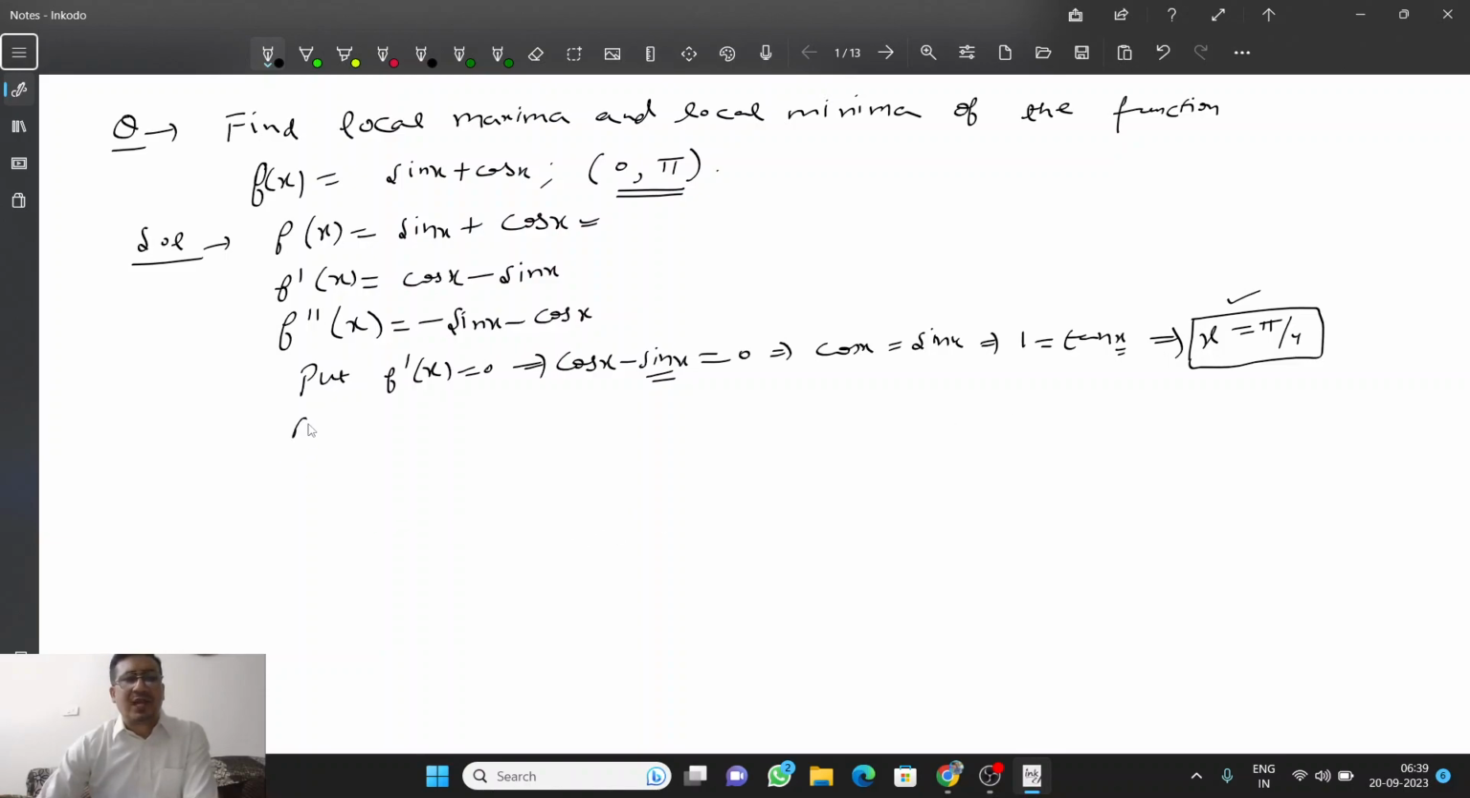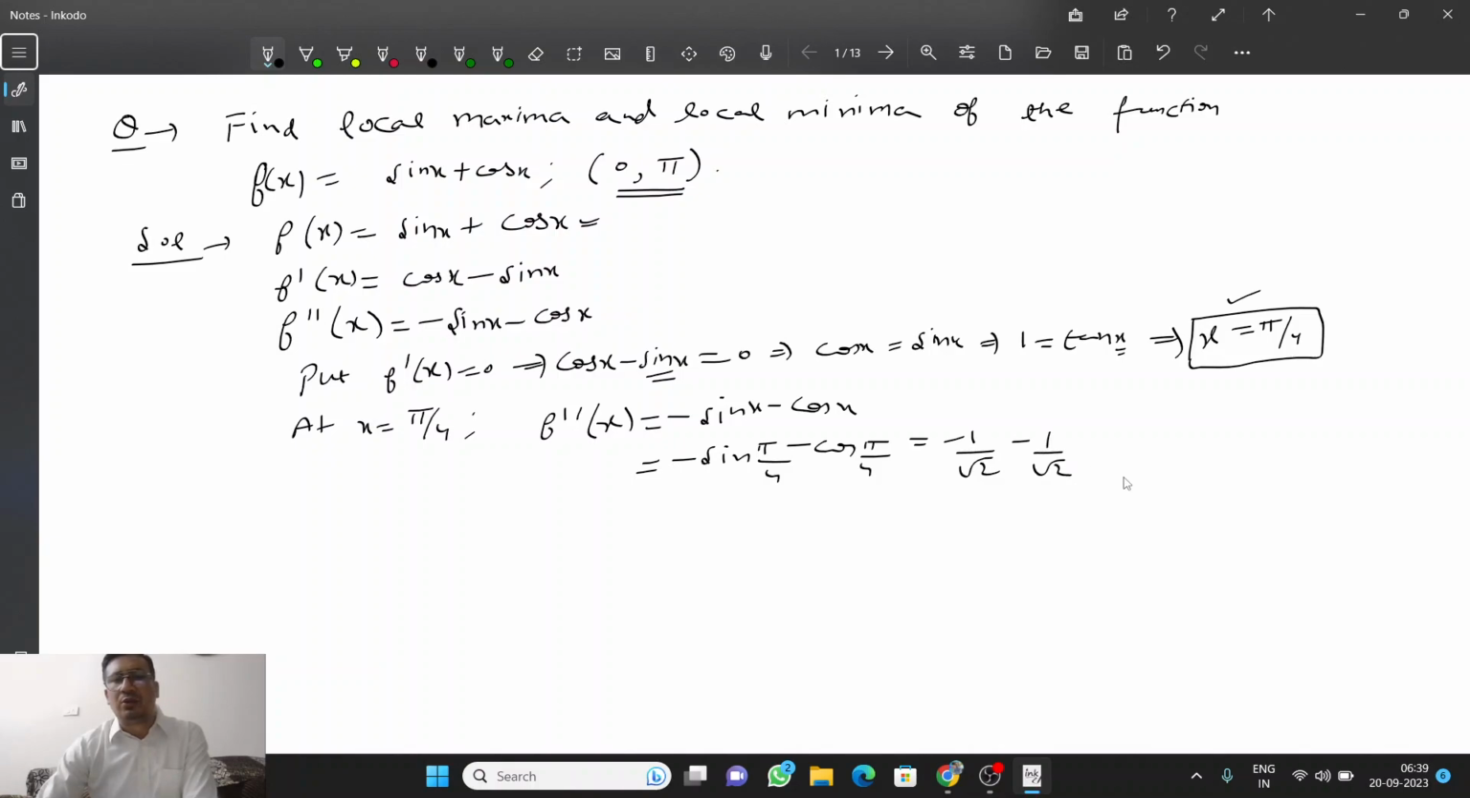At this value of x, we check the sign of the double derivative. What is the double derivative? It is minus sin x minus cos x. We substitute the value x equal to pi by 4 here. Minus sin pi by 4 is minus 1 by root 2, and minus cos pi by 4 is minus 1 by root 2. Taking the LCM, we have minus 2 by root 2. You can write 2 as the product of root 2 and root 2, so it cancels. We are left with negative root 2, which is less than 0. Here the sign of the double derivative is negative.